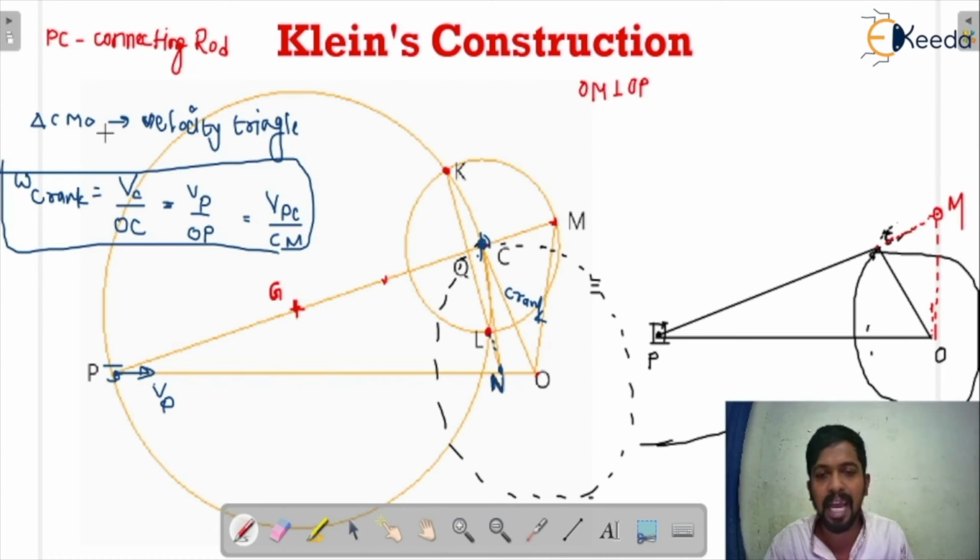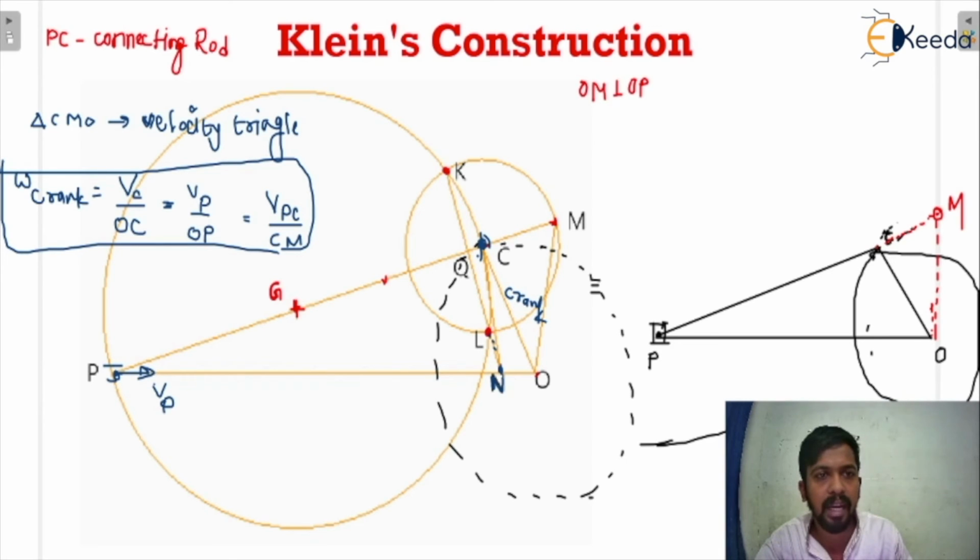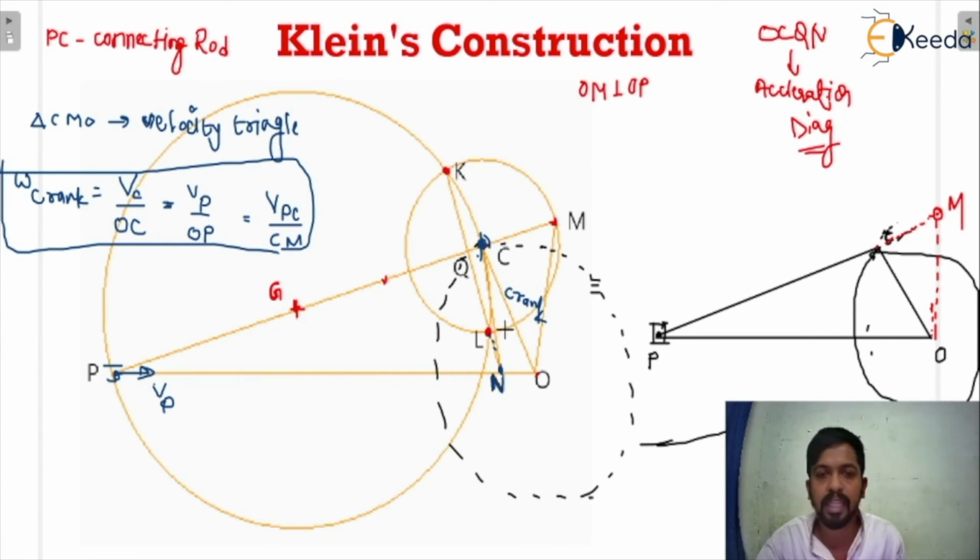Now we will see what the acceleration diagram is here. In the diagram you can see a parallelogram, that is OCQN. So I'm just writing here that OCQN is basically the acceleration diagram. Using that diagram you can calculate the acceleration.